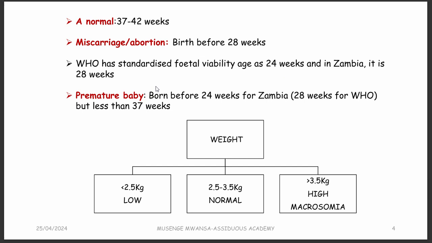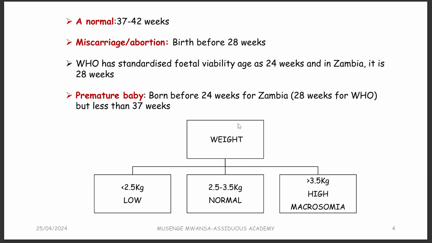So what does that mean? For Zambia, if you are born between 28 and 37 weeks, of course you are viable, you can survive, but you are not in the normal period. So that is known as a premature baby. Just take note of that. Important.